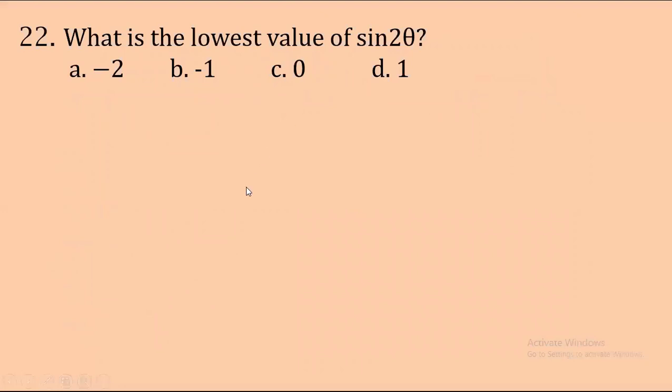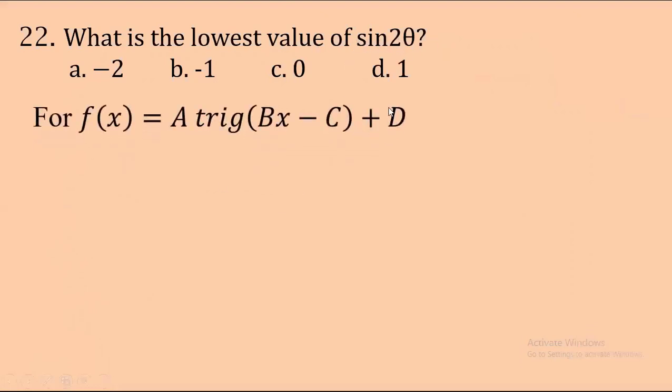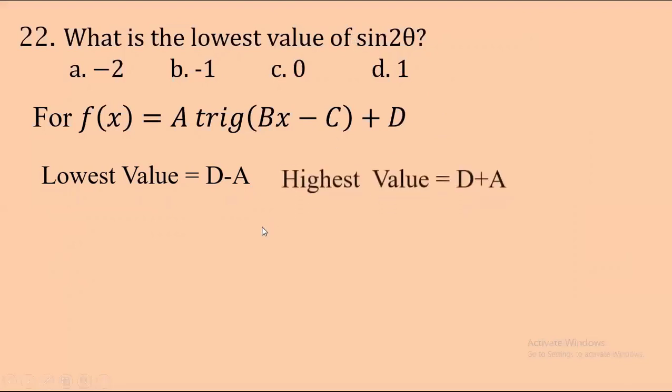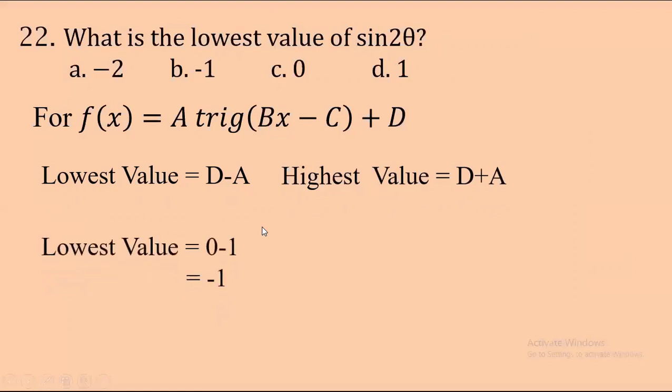What is the lowest value of sine 2x? I told you a few seconds ago, d minus a is the lowest value. What is d here? D here is 0. And what is a? Comparing this, a is 1, the coefficient of the trigonometric function. So the lowest value is d minus a. So d is 0 here and the coefficient is 1. So minus 1 is the lowest value. The highest value is not asked, but I have shown it here. So the lowest value of this is minus 1, and the highest value is 1.